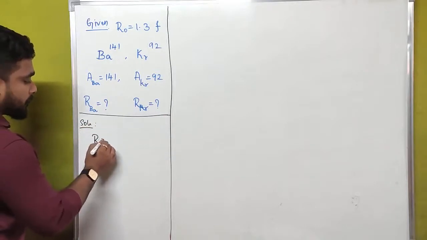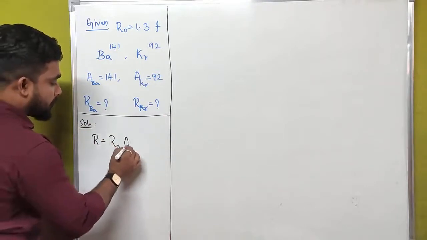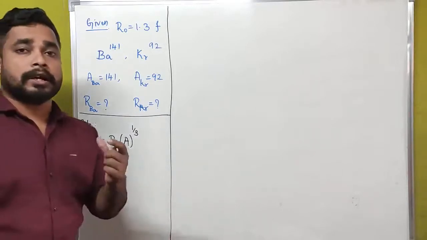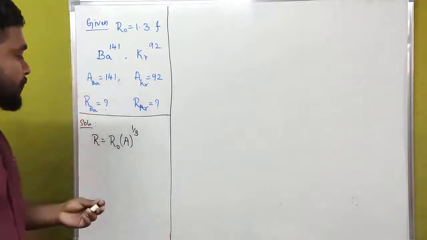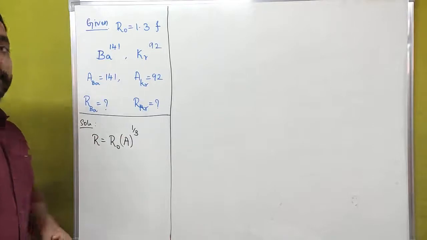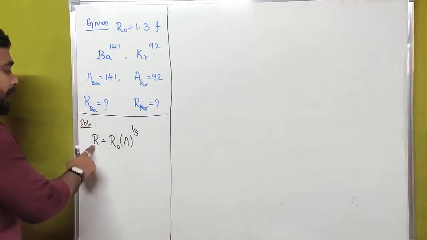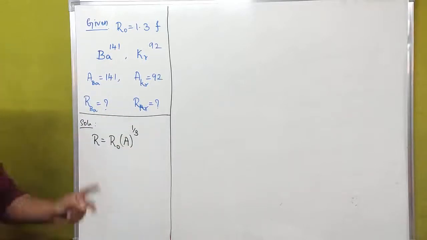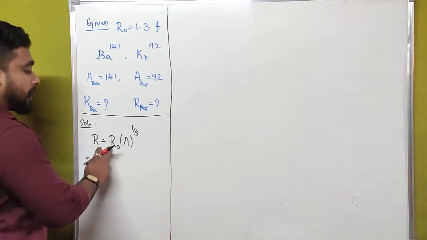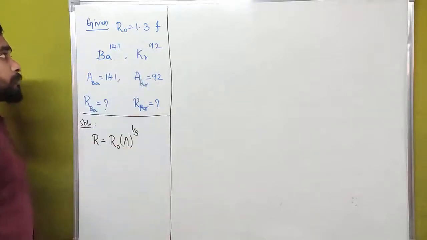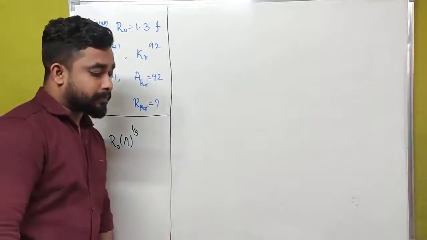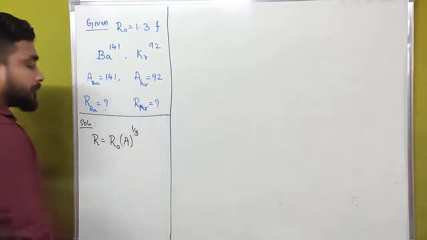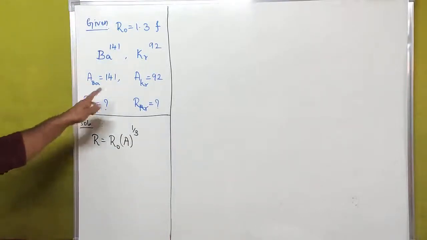That is R is equal to R naught into A to the power of 1 divided by 3. Actually this is the formula to find out the radius of a nucleus. Our nuclear radius formula is R is equal to R naught A to the power of 1 divided by 3. Here R is the radius of a nucleus. For barium and krypton we have to use the same formula. Here A is the mass number and we know that R naught is a constant, that is 1.3 into 10 to the power of minus 15. Using all this, what we have to calculate here is the value of the radius of barium and krypton.